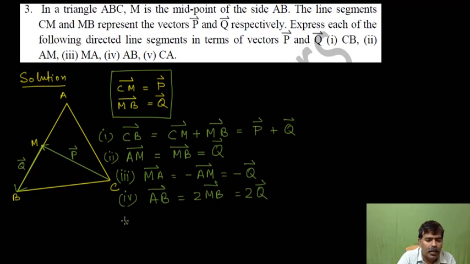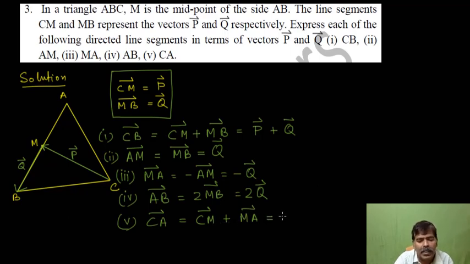Okay, then 5, CA. CA means CM plus MA, right? So what is CM? CM is already given, so that's P. And what is MA? MA is minus Q from 3. So minus Q. So it's P minus Q. Okay? So that's it. Thank you.